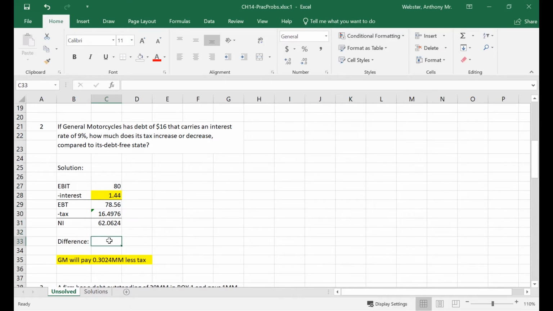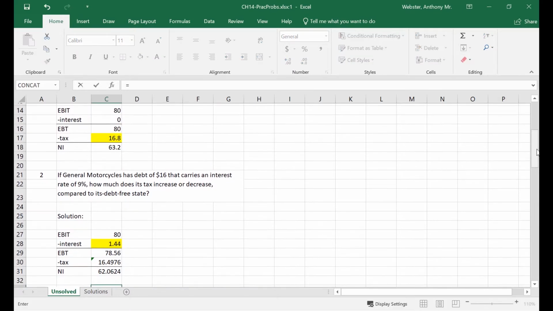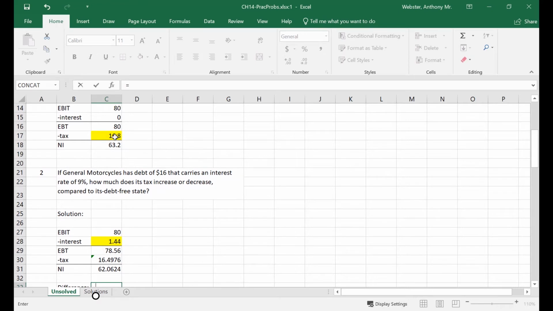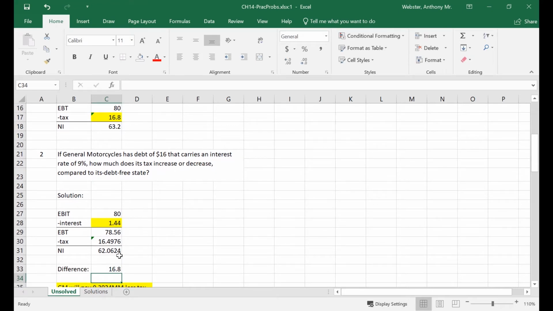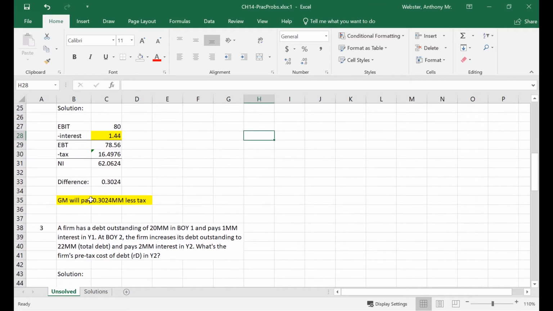And now the difference is going to be, there's going to be more tax if they don't have the debt, right? So we start with that, and we want to subtract from that the tax they pay if they do have interest. It's less tax because of that tax shield effect, right? And that's 0.3024. So we could say GM will pay 0.3024 million less tax. And that's, again, due to tax shield effect.